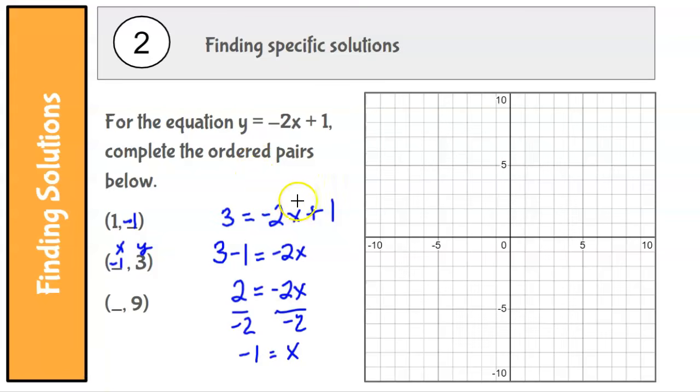And that's going to make this equation true. If I put negative 1 right here, now I know negative 2 times negative 1 is positive 2, plus 1 is 3 over here on this side, which does equal 3, of course.